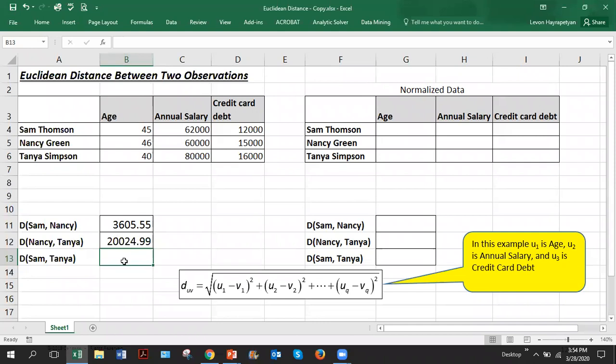Now, finally, let's calculate Euclidean distance between Tom and Nancy, which means this will be between this and this row. So it will be square root again. Difference between ages squared plus difference between salaries squared plus difference between credit card debts squared. So what we did is we calculated Euclidean distances between all possible pairs in our 3 observations.